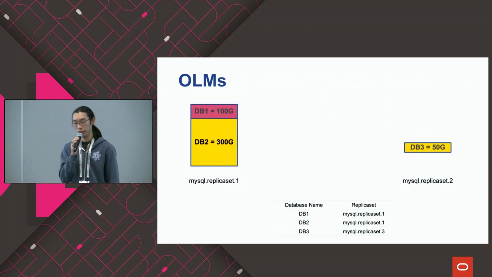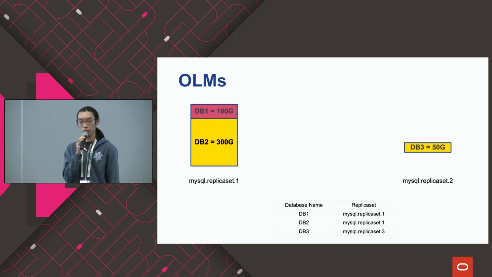So here's a diagram showing how the online logical migration will be performed. On the left side, you can see a fairly large instance containing two databases. One is database 1, which is 100 gigabytes in size. The other is 300 gigabytes in size. Assuming the host can only hold 500 gigabytes, we're close to a point where we're going to fill up the disk.